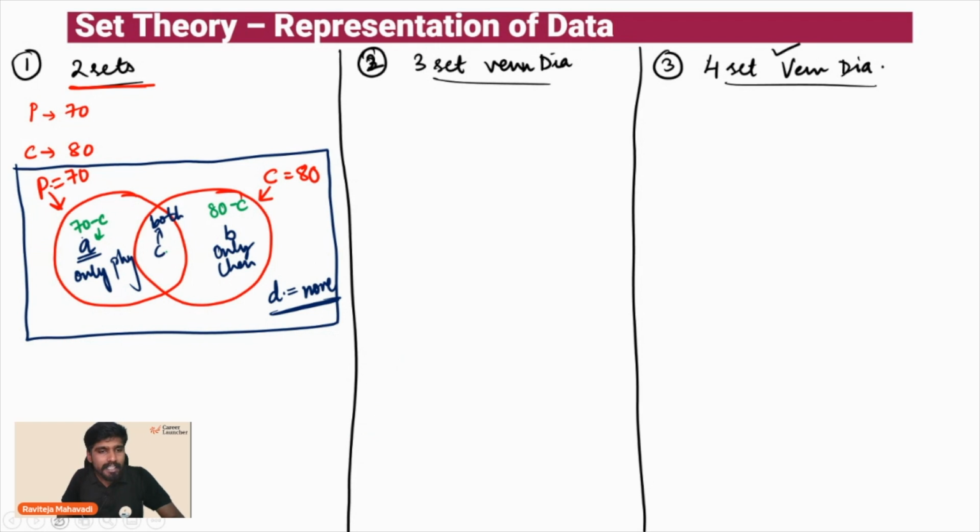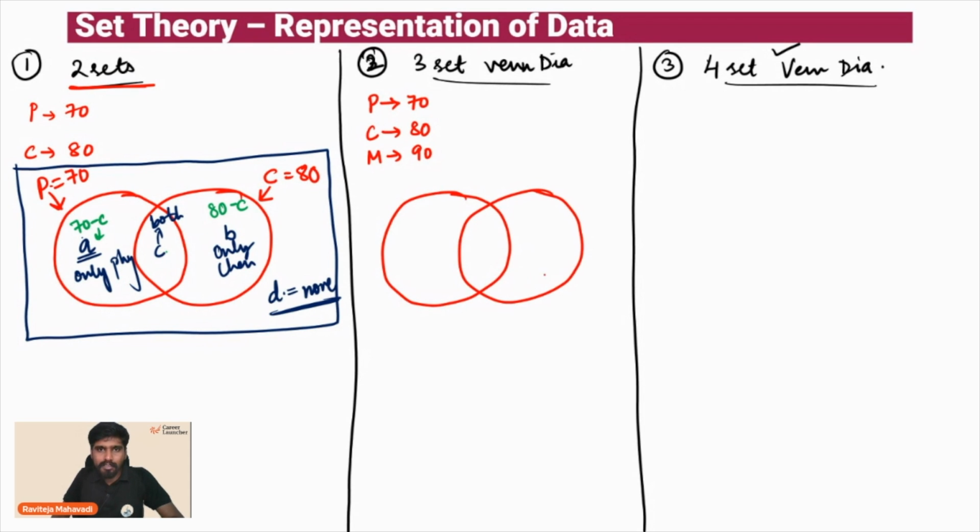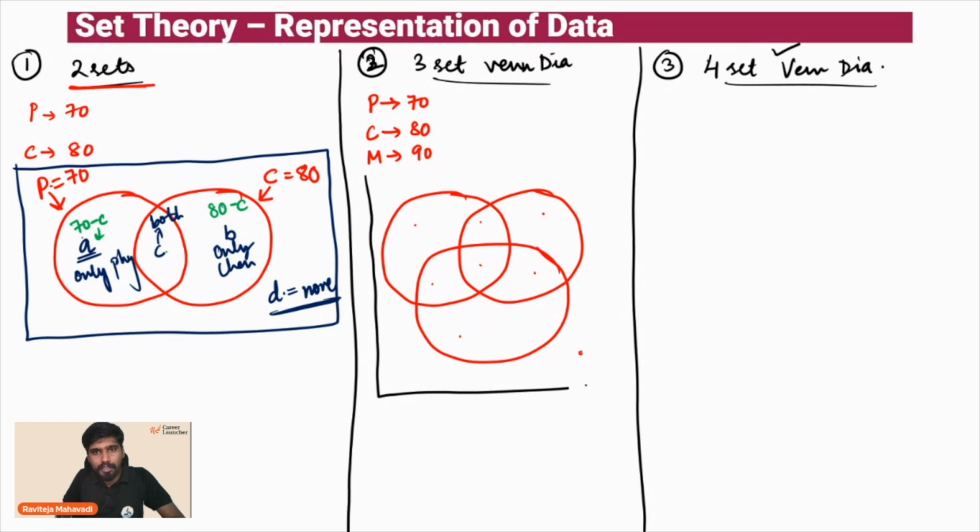Let us say there is a three set Venn diagram question in which there are three subjects. Physics is chosen by 70 students, chemistry is chosen by 80 students, and math is chosen by 90 students. So you'll draw three circles. For three circles, you can clearly see there are 1, 2, 3, 4, 5, 6, 7 areas. Actually, there is an eighth area outside. So again, you will form the universal set and say there are 8 areas.